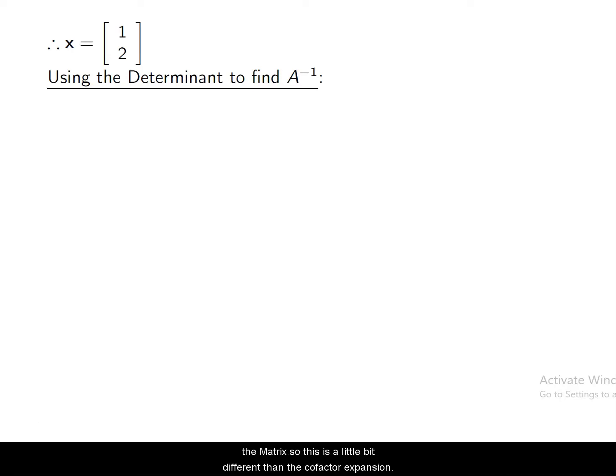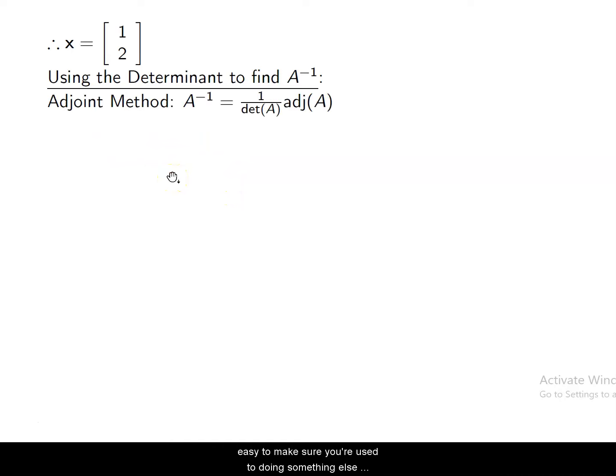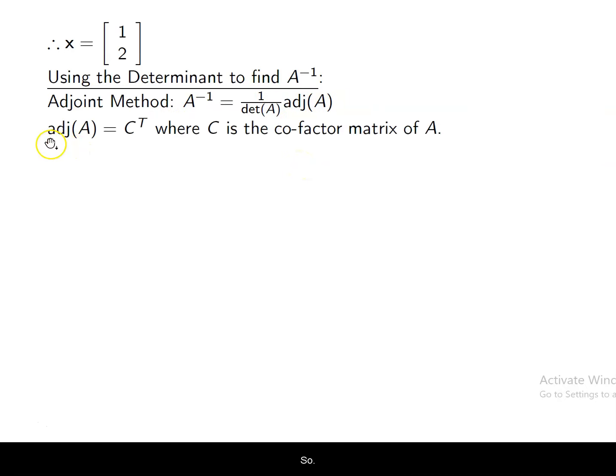Okay, so this is a little bit different than the cofactor expansion because we're finding the cofactor. We are not multiplying the cofactor times the entry in the matrix. So don't make that mistake. It's easy to make because you're used to doing something else, right? So this is called the adjoint method. Okay, the adjoint method. A inverse is 1 over the determinant of A times the adjoint of A. So what we're going to do is talk about finding the adjoint because the determinant of A we know how to find already. Okay, so the adjoint of A is the cofactor matrix transposed.